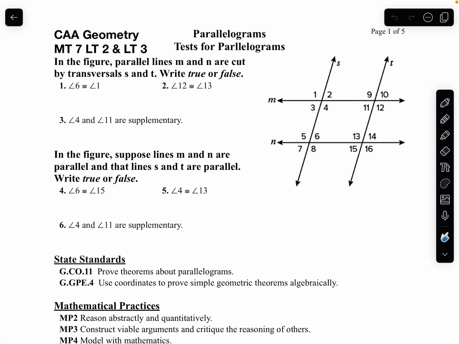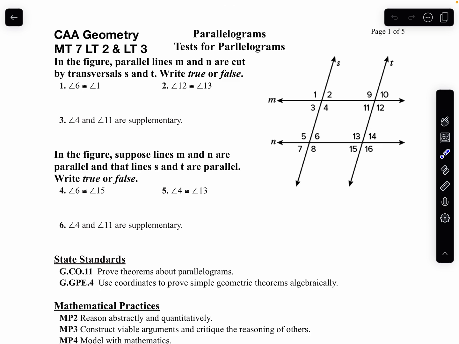So let's take a look at your MT7, LT2, and 3 seminar. Do questions 1 through 6 to start with. We'll go over those in class, or you should do those just to make sure to get your brain warmed up for this lesson.